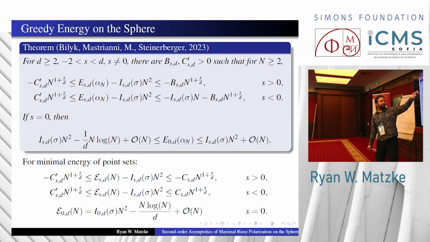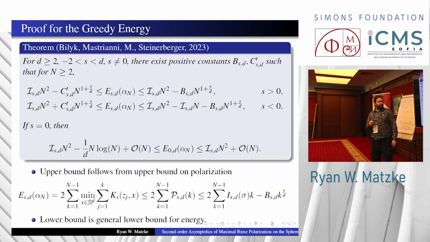The second-order asymptotics are of order n to the 1 plus s over d, suggesting that this is a very good sequence to use to distribute and find Riesz energy for. The trick we use to find such an upper bound is that at each step, when you're putting down a point, you're just taking a minimum. So this is just polarization. You can bound it from above by maximal polarization, and from our earlier results, we have an upper bound on that. And it's just simple.